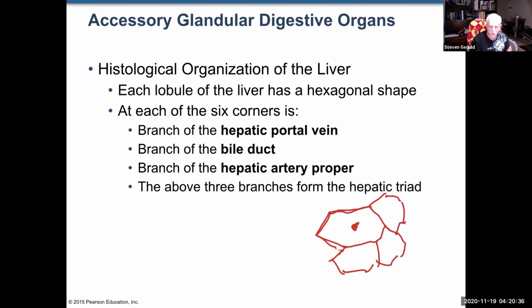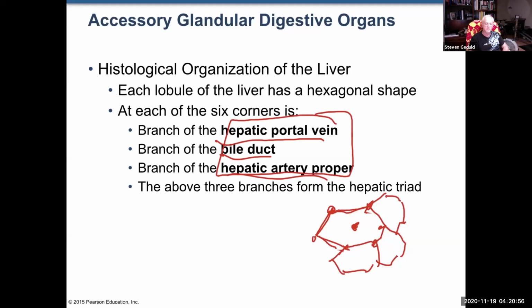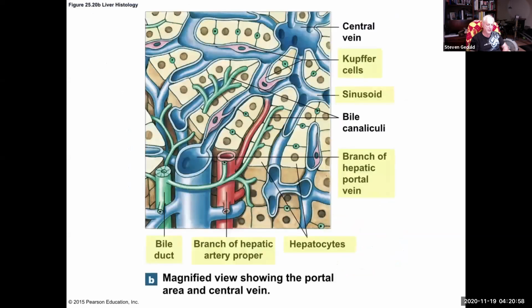So at every one of these corners, feeding into that central vein, you have six corners on a hexagon. At every corner, you have a hepatic portal vein, a bile duct, and a hepatic artery proper. And these form what's called the hepatic triad, the trivessels of the liver. So here you see one of the sides. Here's one side, here's a second side, the third side goes up here, and so on.